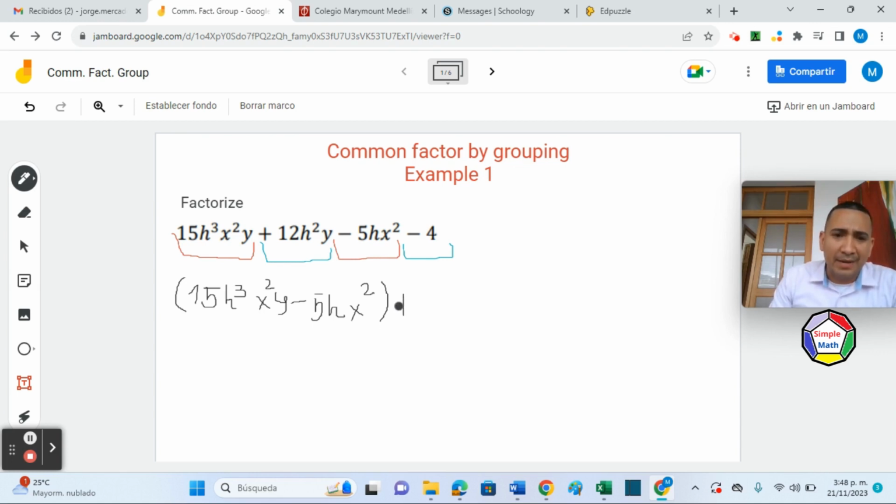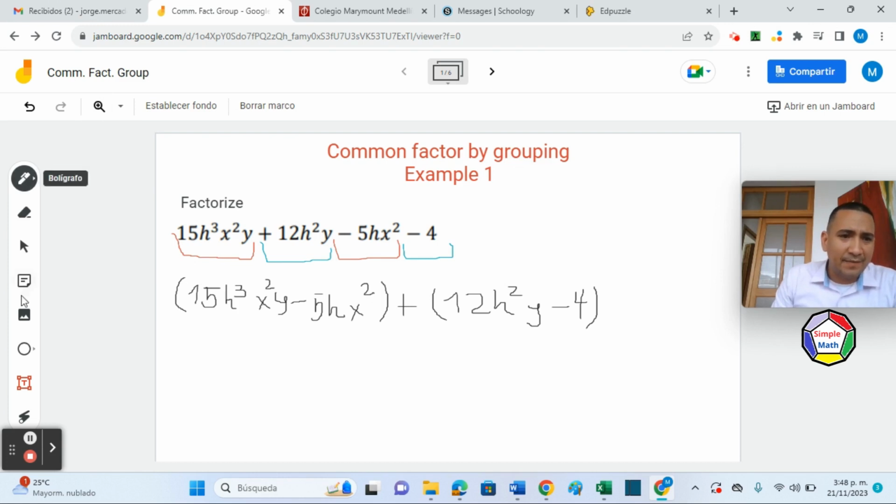I always write a plus here, and then I will include in the other parentheses, the blue boxes, the other two terms. In this case is 12h exponent 2 y, is this one, minus 4. All right? So we need to do a common factor on each parenthesis.